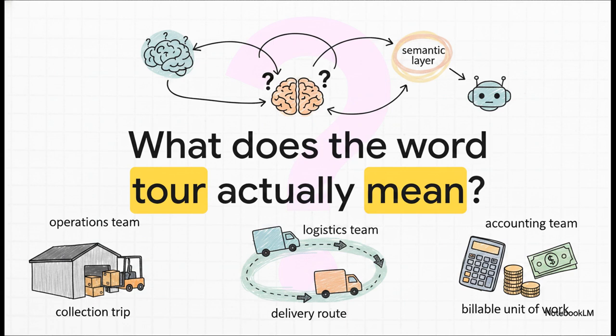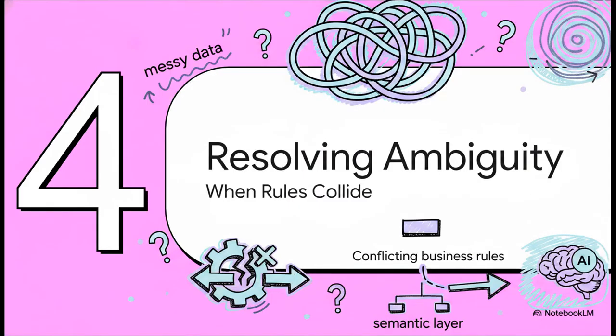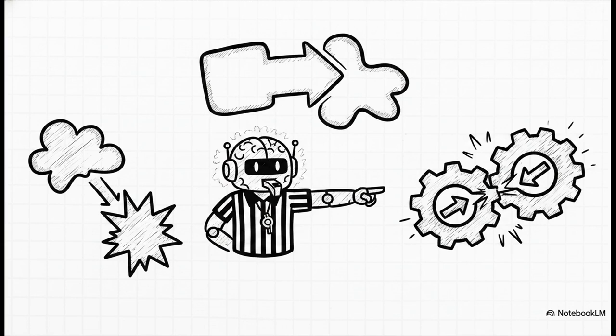Which segues perfectly into section 4, managing and resolving ambiguity, or what happens when rules collide. Your system has to act as a referee for 3 main types of ambiguity. First, lexical ambiguity, when the same word has completely different meanings. Second, contextual ambiguity, when the same value implies different things. And finally, rule ambiguity, which is when 2 important business priorities directly clash with each other.